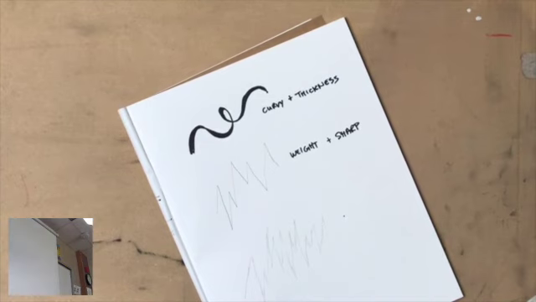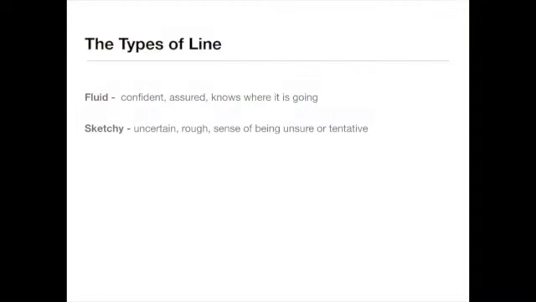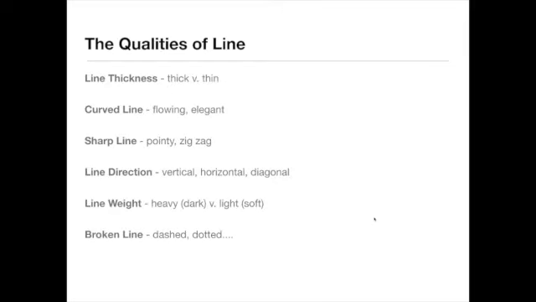So in our video, I'm going to come back to our display. We have our types of lines: the fluid, confident, assured, you know where you're going, and the sketchy, as well as the variety of different line qualities. We use these together to create much more visual interest in your work and to create that sense of confidence in being able to create a more finished and polished drawing.